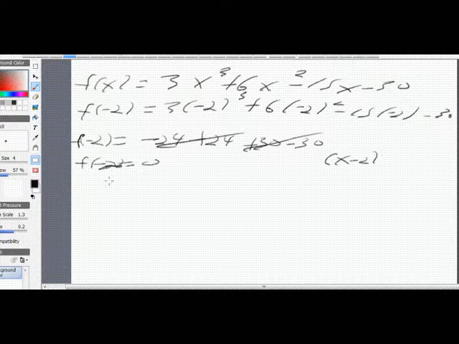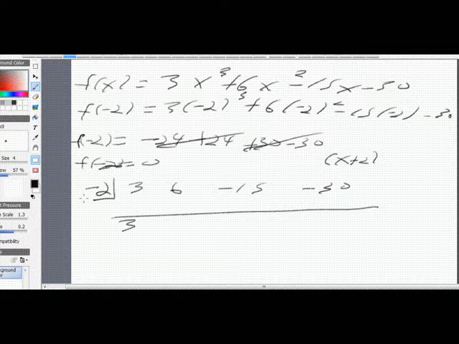Now we can use what? Synthetic division to see if we can get the other ones. Here comes my box. I'm going to put a minus 2 in there. That's an x plus 2 as a factor. My coefficients were 3, 6, minus 15, minus 30, right? Bring down the 3, multiply, 6, 0, 0, minus 15. Because you added those together, I get 30. I get a 0. I'm excited because that tells me that now I have a quadratic.